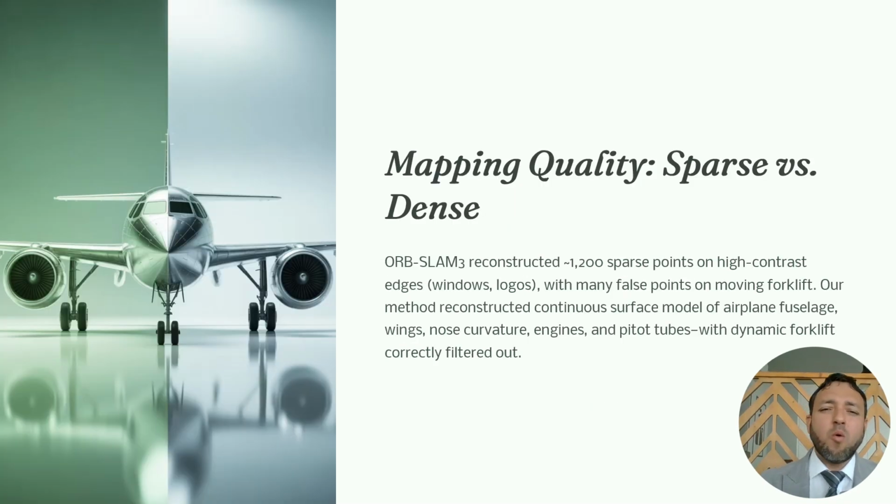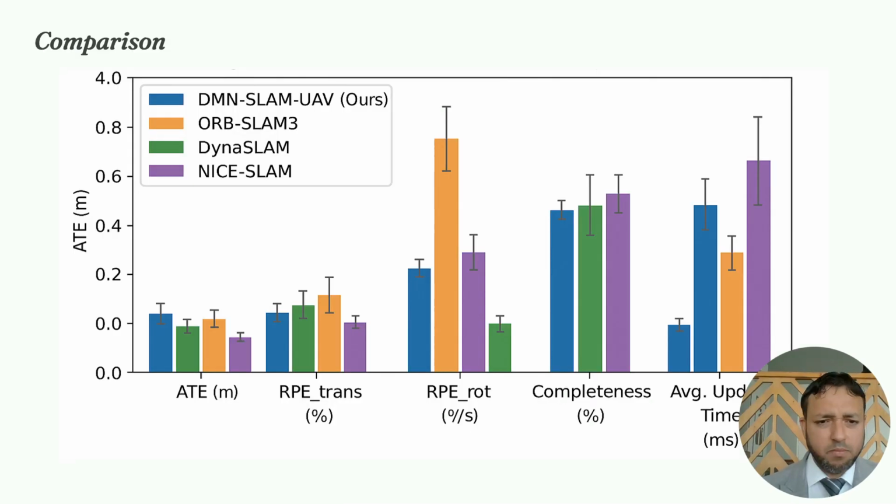Now, where ORB SLAM 3 produces 1200 sparse points, often polluted by movers like a forklift, our method yields a continuous surface over fuselage, wings, nose curvature, engines, even pitot tubes, while correctly filtering the forklift. Now this is a comparison table. Qualitatively, the classical pipeline shows scattered points and gaps that hinder anomaly detection.